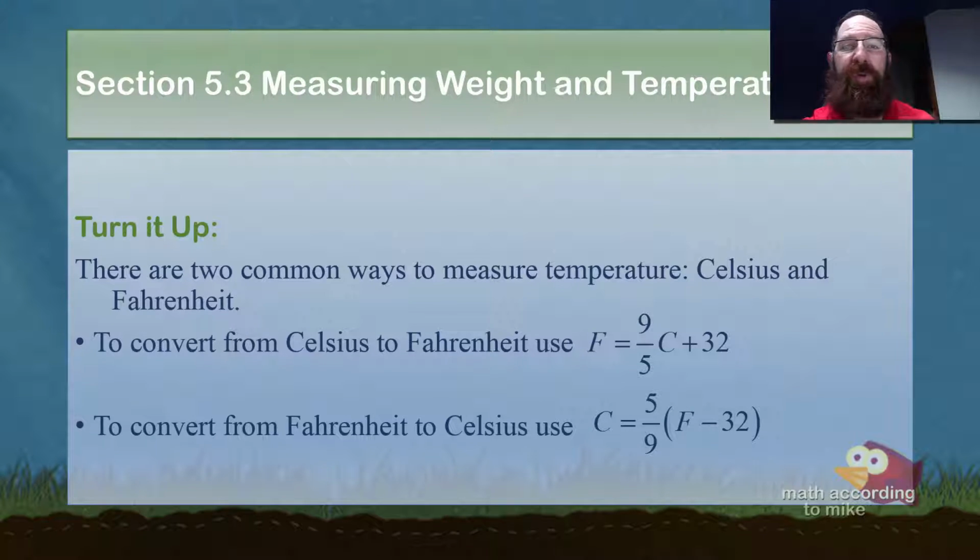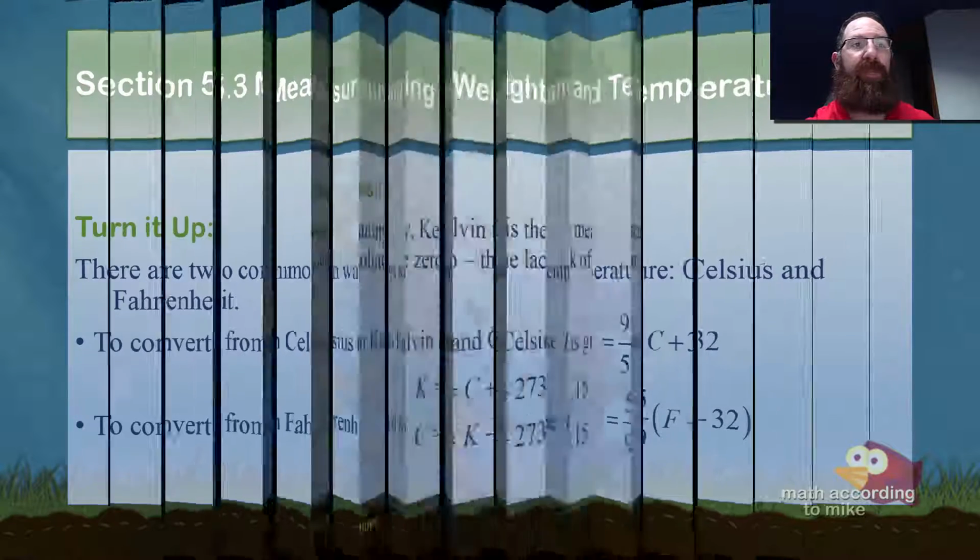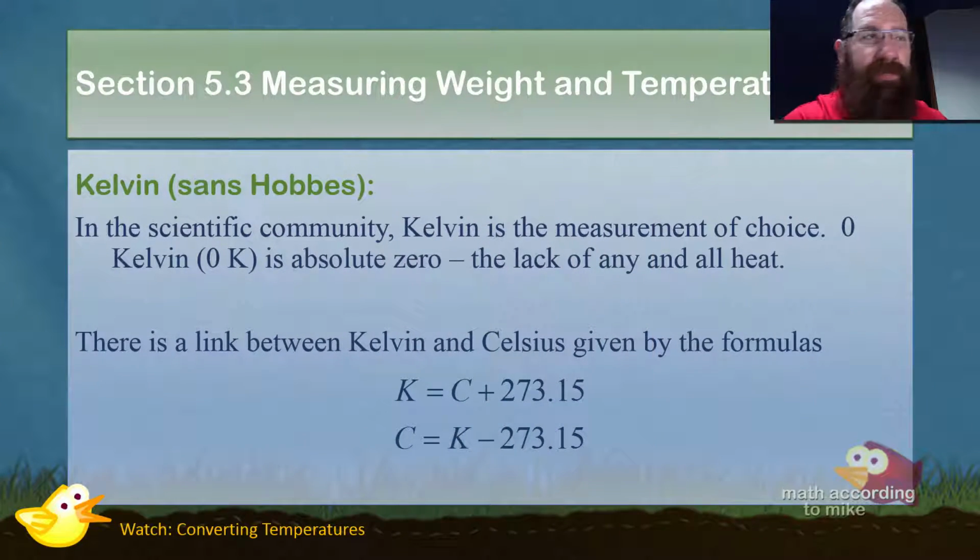Now, those are the two big ones, Celsius and Fahrenheit. The third one is this magical one called Kelvin. Kelvin is probably the one that's most accurate, and it's the scientific community's measurement of choice. 0 Kelvin is designated as absolute zero, the lack of any and all heat. So 0 Kelvin means we'd be dead. We're really all gone at that point. So that'd be bad. Don't do that.